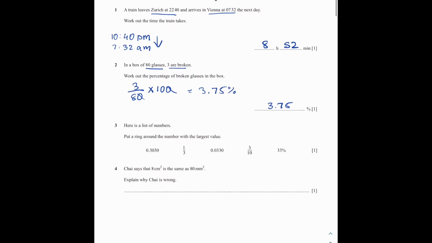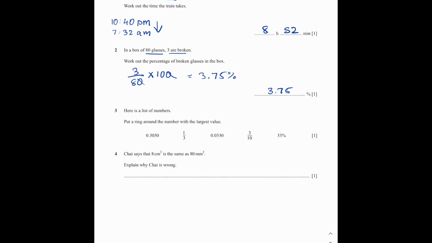Okay. Here's a list of numbers. Put a ring under the number with the largest value. What I'd like to do here is use your calculator. So it's 0.303, 1 over 3. If you put that into your calculator, you get 0.3333. 3 out of 10 is 0.3000, and 33% is 33 divided by 100, which is just 0.3300. So looking at all these numbers, this one's the largest.